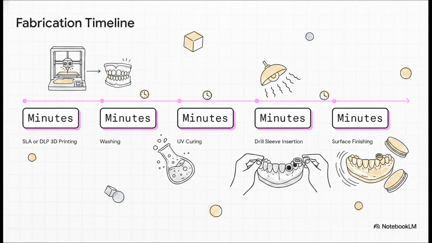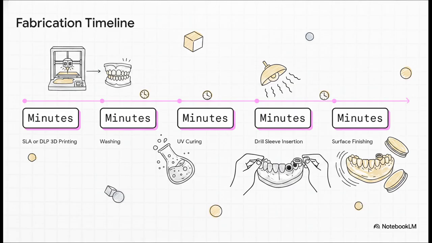Step 1 is SLA or DLP 3D printing. This offers just superior detail and accuracy, and honestly, it takes just minutes. Then comes a blazing fast post-processing sequence. Step 2 is washing, Step 3 is UV curing, Step 4 is drill sleeve insertion, and Step 5 is surface finishing. All of this happens incredibly quickly.